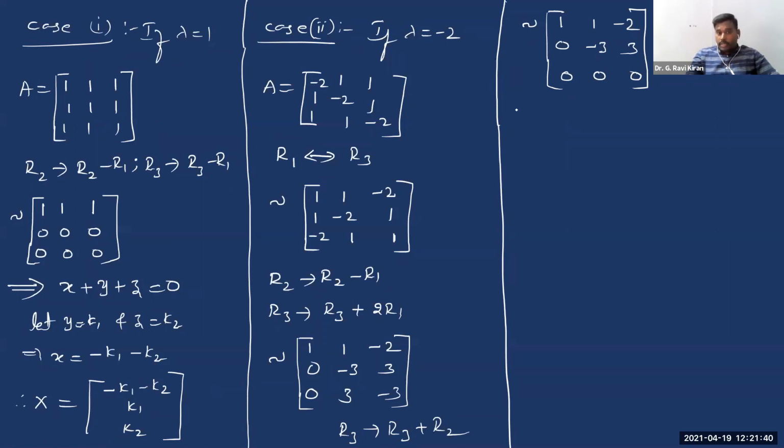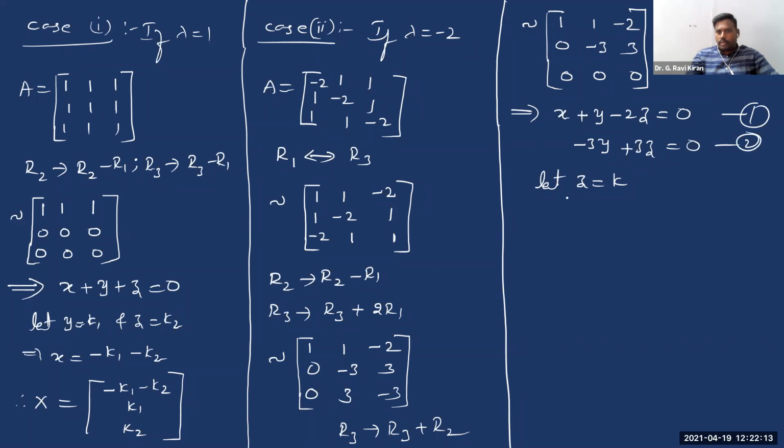And now from this, let me write only the equations. The first equation is x plus y minus 2z is equal to 0. And the second equation, minus 3y plus 3z is equal to 0. Right? Now see, you have only two equations, but there are three unknowns. When you have two equations, you normally expect two unknowns. So there are three unknowns, which means one unknown is extra. So let us take that extra unknown z as k. Right? Let me give some numbers to these two. This is 1 and this is 2.